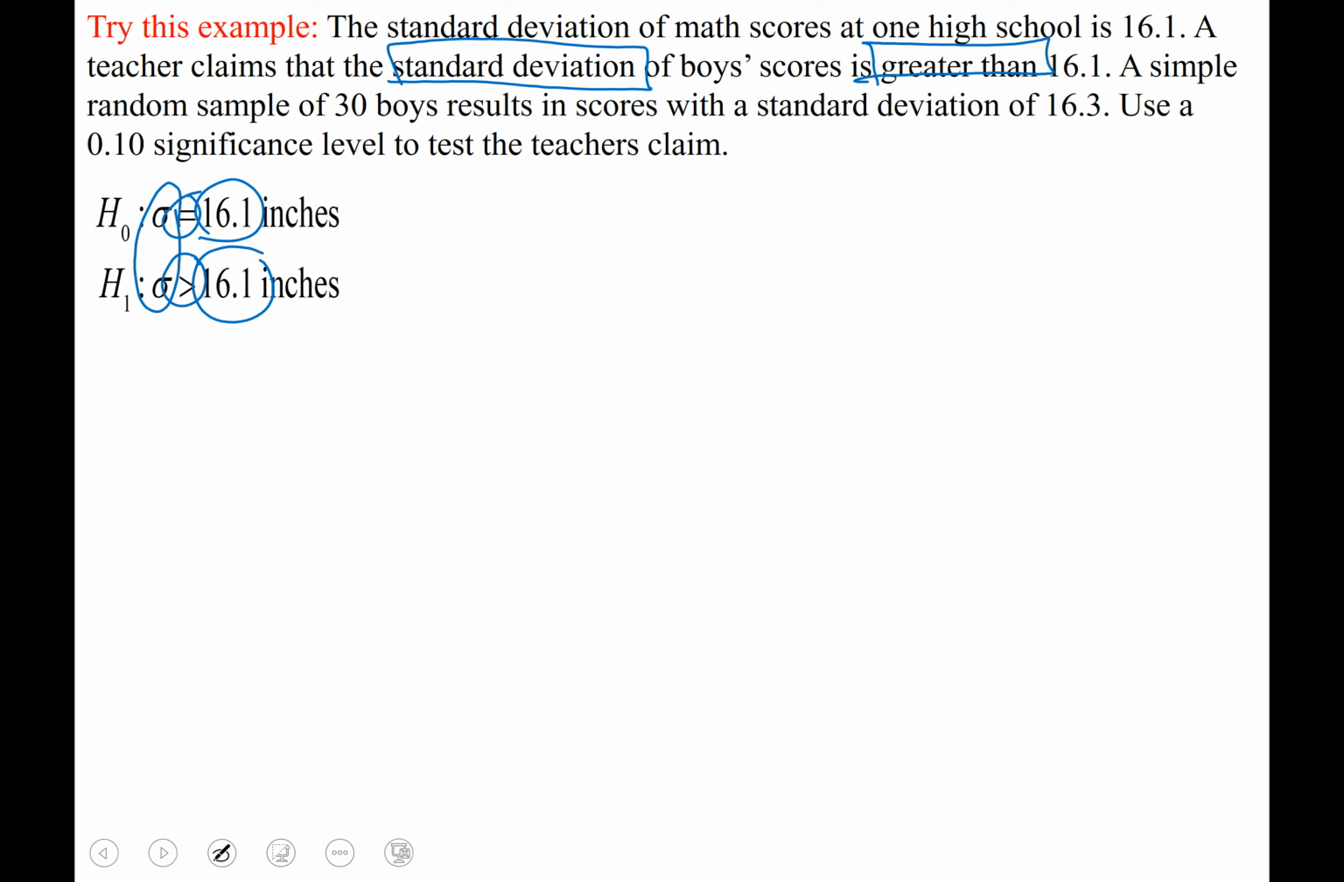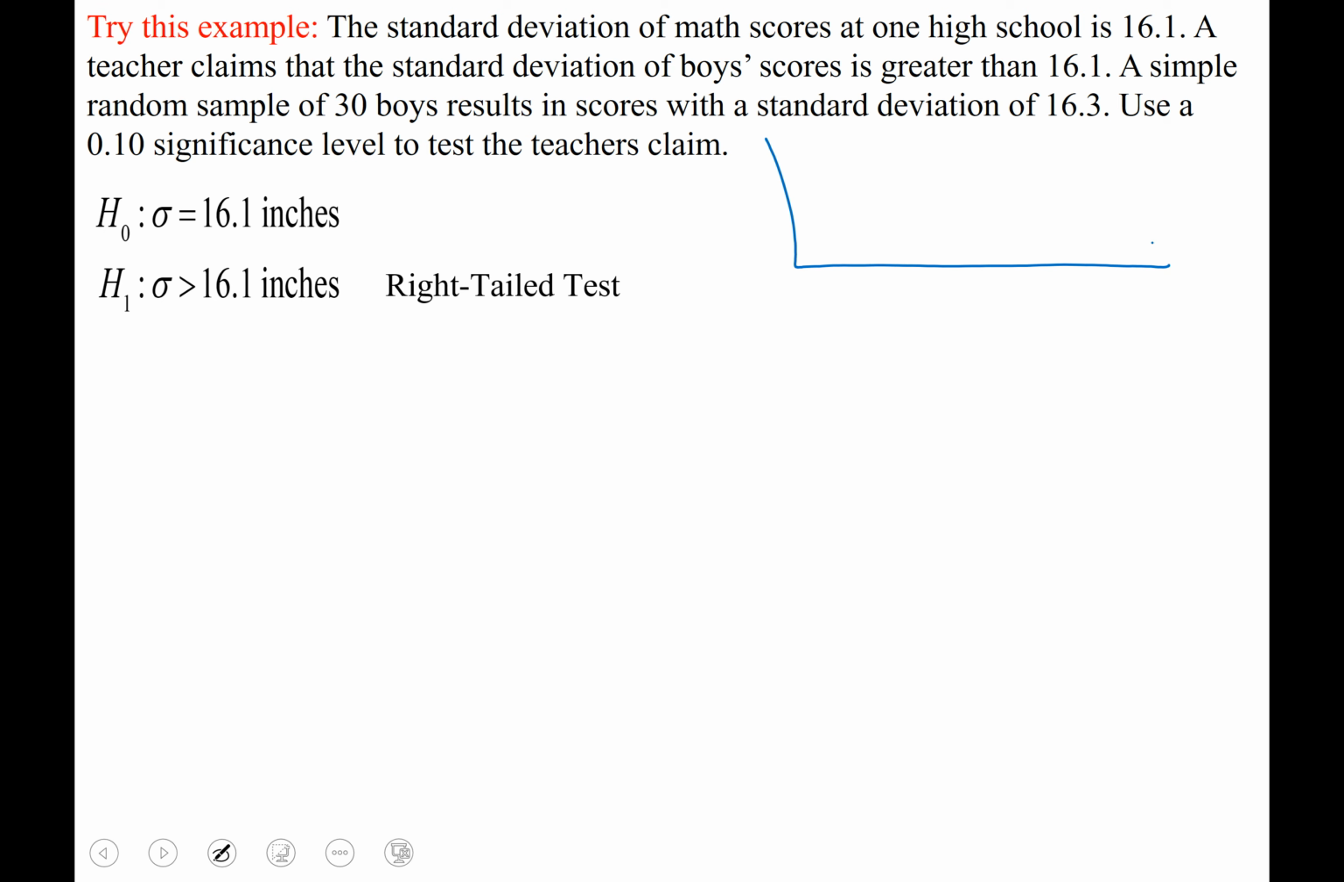Okay, I'm going to erase all that so this doesn't get too cluttered. And the next thing we want to do is sketch a graph. And we used a greater than sign this time, so it's going to be a right-tailed graph. Chi-squared, shading in the rejection region. And we're going to find the critical value that creates that rejection region, as well as the test statistic. See where that lies, and that will help us make our decision.